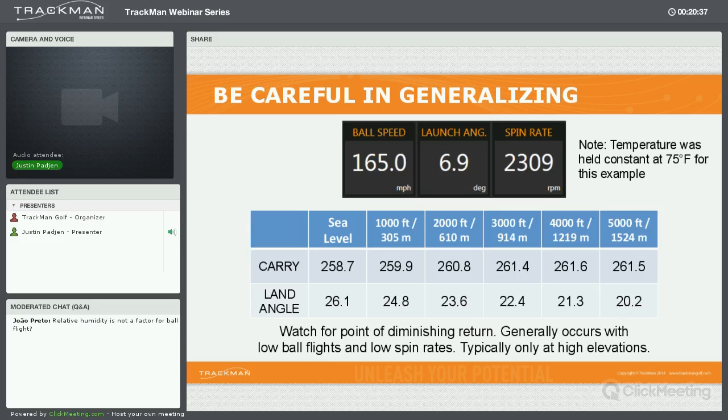So, you're generally only going to see this at very high altitudes and with those extreme types of ball flights. But just be aware that just because altitude goes up doesn't mean that your distance is going to keep going up and up and up. There's going to be some point of diminishing returns. But if we look at the landing angle, that does continue to get flatter and flatter and flatter. So it's just something to be aware of.